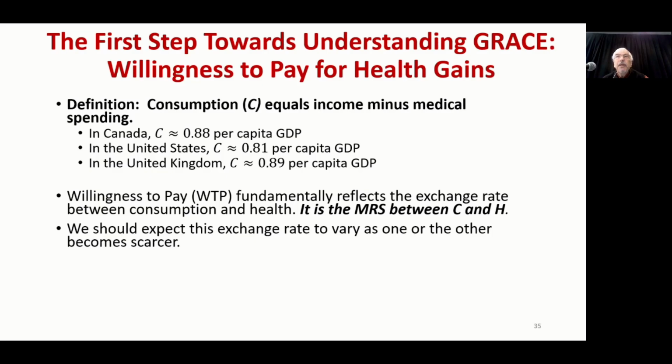And the willingness to pay that I'm going to come back to over and over again fundamentally reflects the way people want to make trade-offs between their consumption and health. Because as they pay for things to improve their health, they're giving up consumption. Consumption is the opportunity cost of improved health. And we should expect that this exchange rate, the trade-off rate that people are willing to do, is going to differ depending on how sick you are.